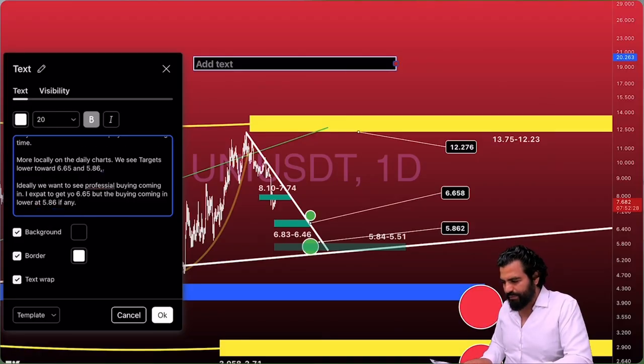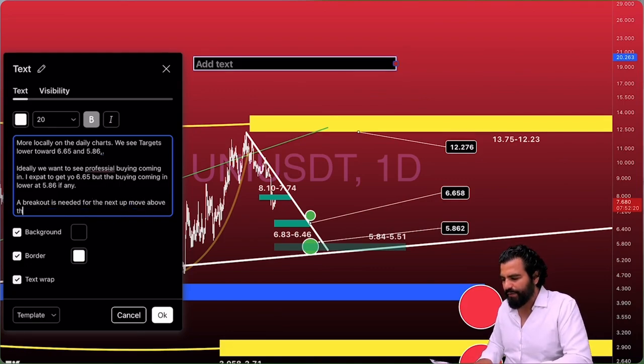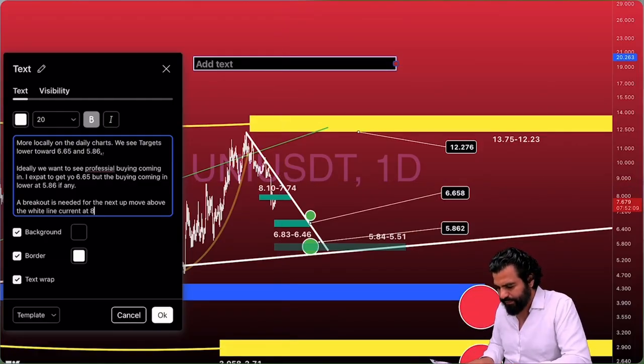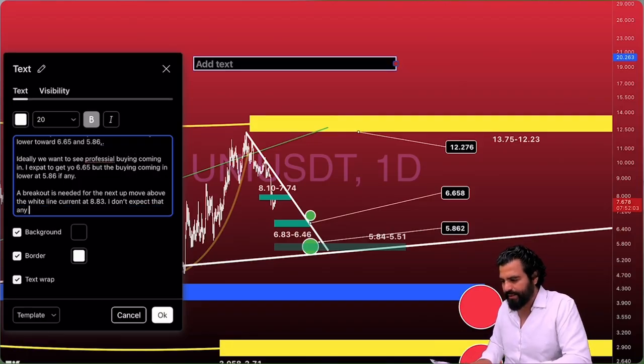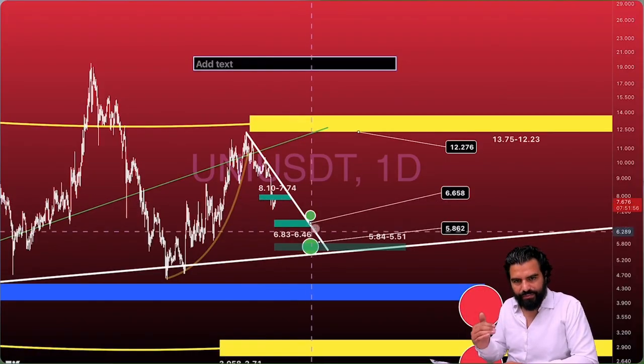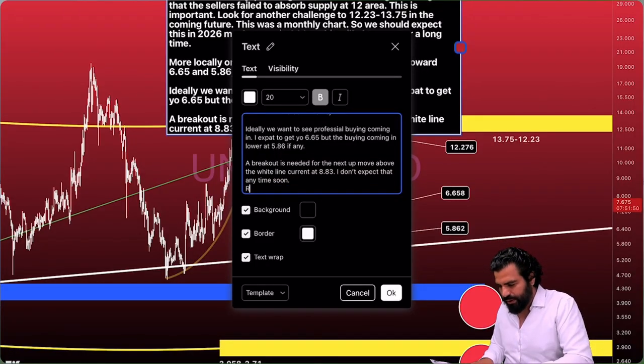A breakout is needed for the next up move above the white line, currently around $9. So we've got to get to about 9.83. I don't expect that anytime soon. Okay, price building on the target. I'm still looking to play there, and that's all. And then I'll put RSI as neutral for you guys. RSI is neutral.